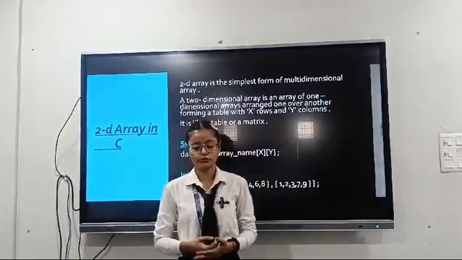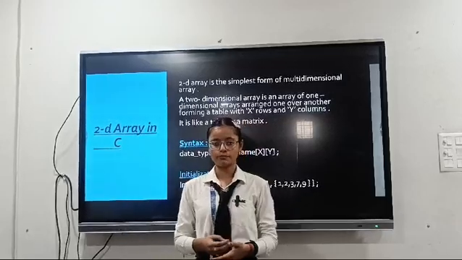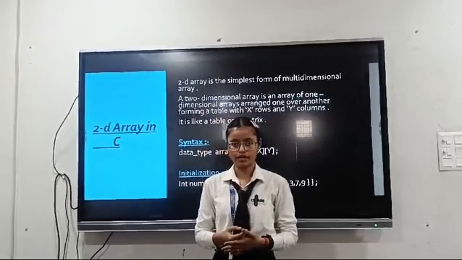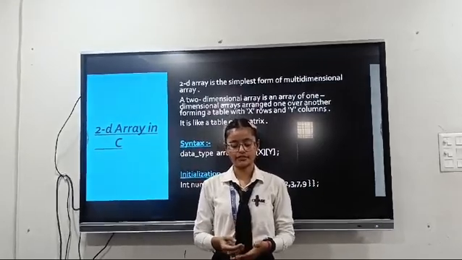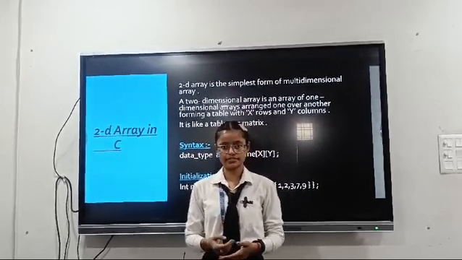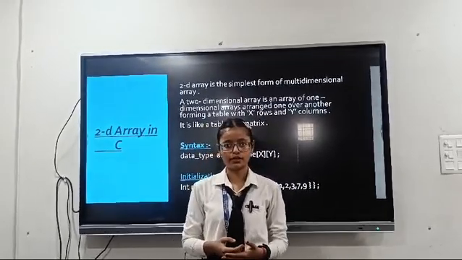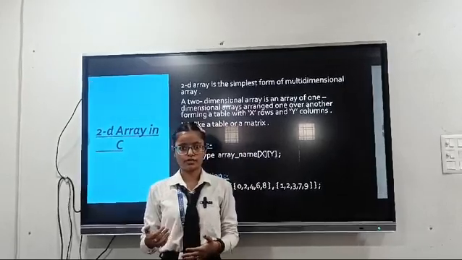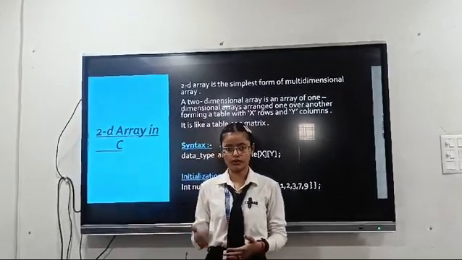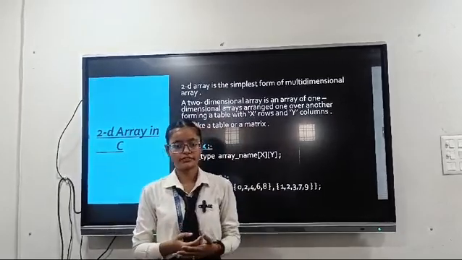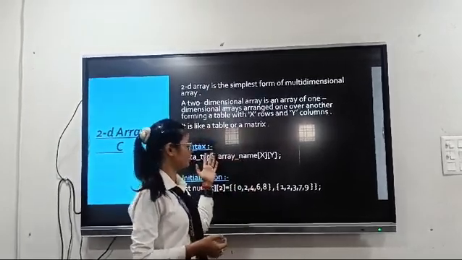What is a 2D array? A 2D array is the simplest form of the multi-dimension array. We visualize the 2D array: a two-dimension array is an array in the form of x and y. X is the row and y is the column. It is in matrix table form.